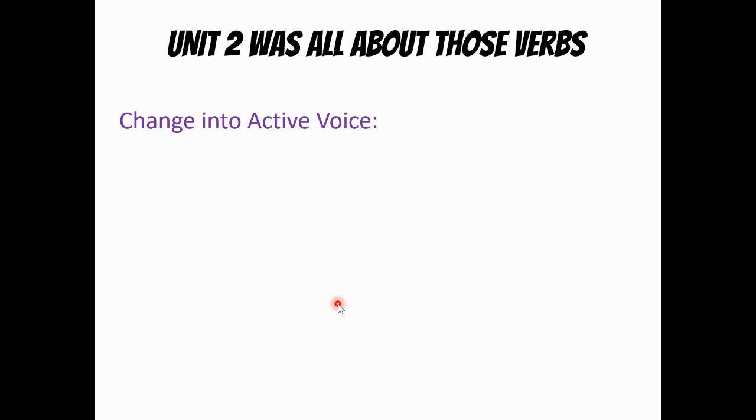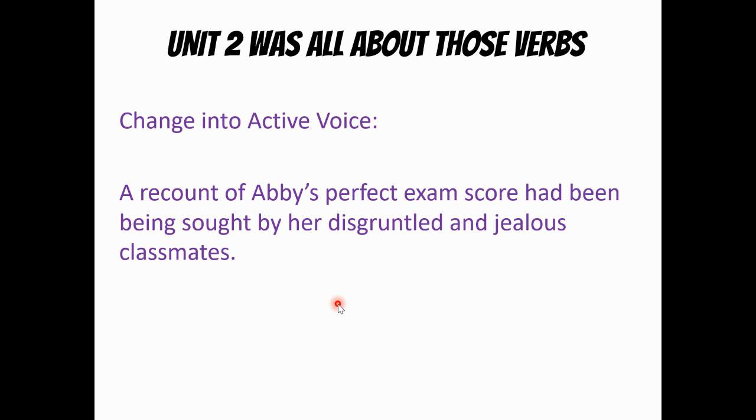Now, what if I change it to active voice? So, what if I said, "A recount of Abby's perfect exam score had been being sought by her disgruntled and jealous classmates?" So, once again, the by prep phrase goes to the front. So, we have her disgruntled and jealous classmates. The front goes to the back, a recount of Abby's perfect score. And the verb now decreases by one.